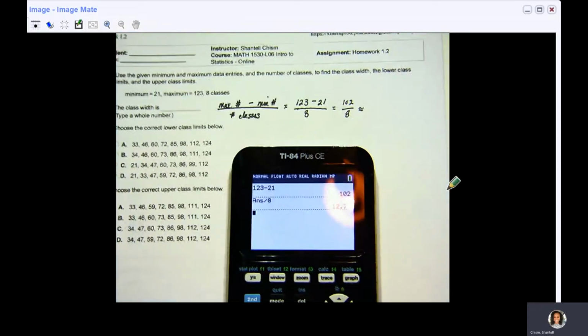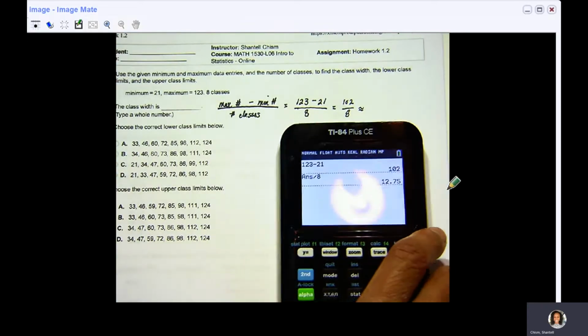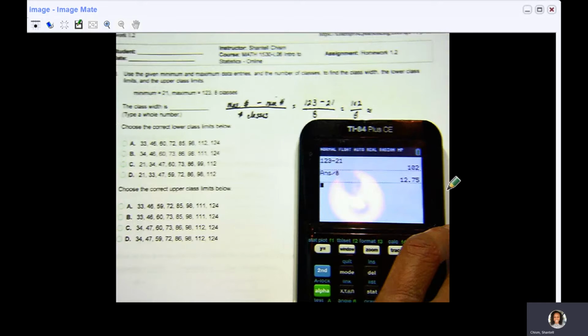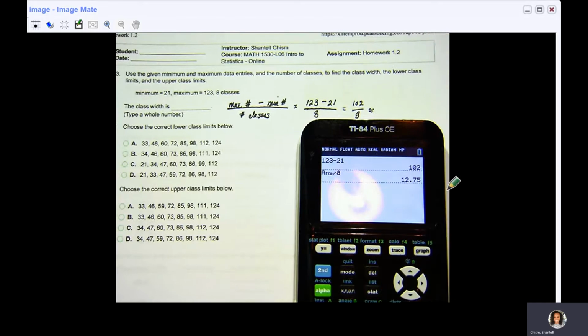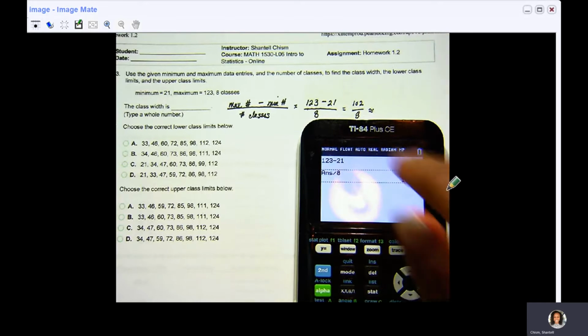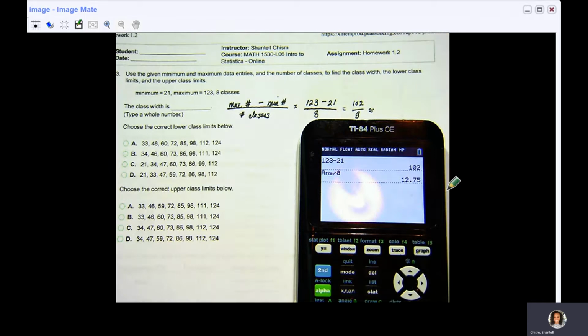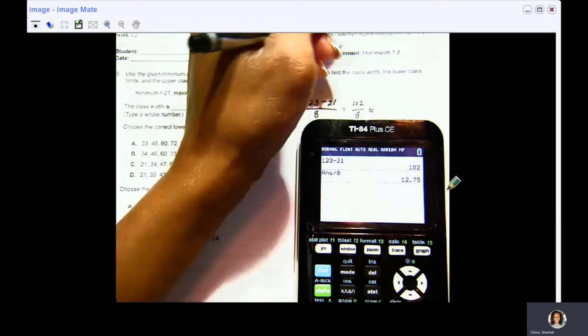Okay, so I have 12.75. For the class width, you will always round up unless you actually calculate a whole number. In that case, your answer would be that whole number. But if you ever get a decimal, you will always round up on the class width. Now, let me explain when I say round up. So we know 12.75 is, of course, closer to 13. We'll round that up to 13.